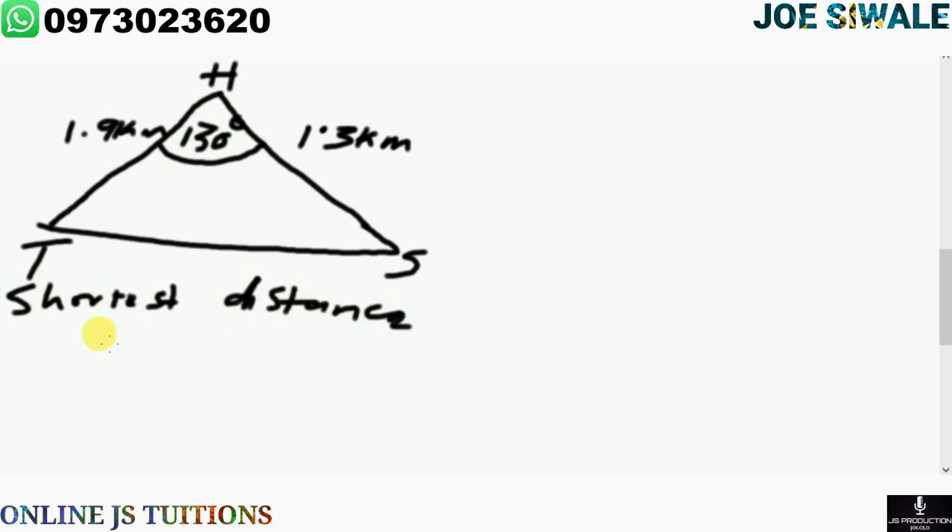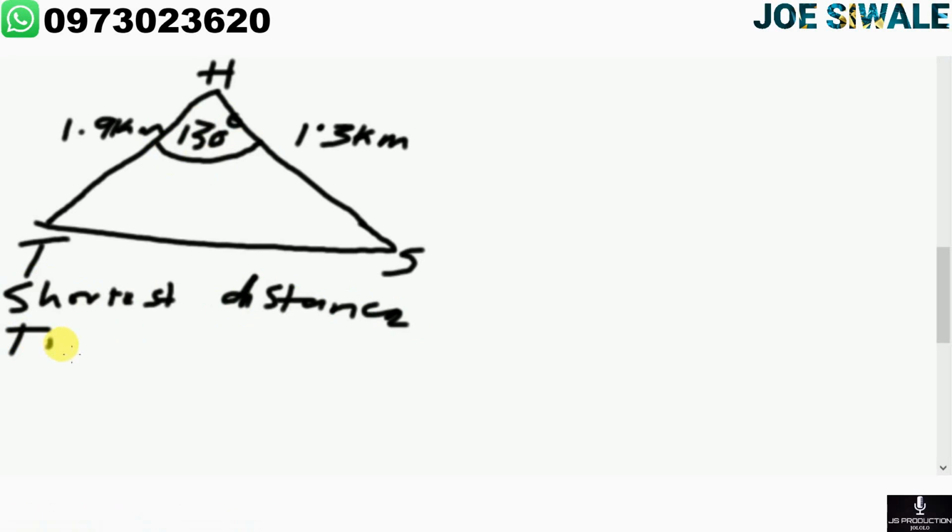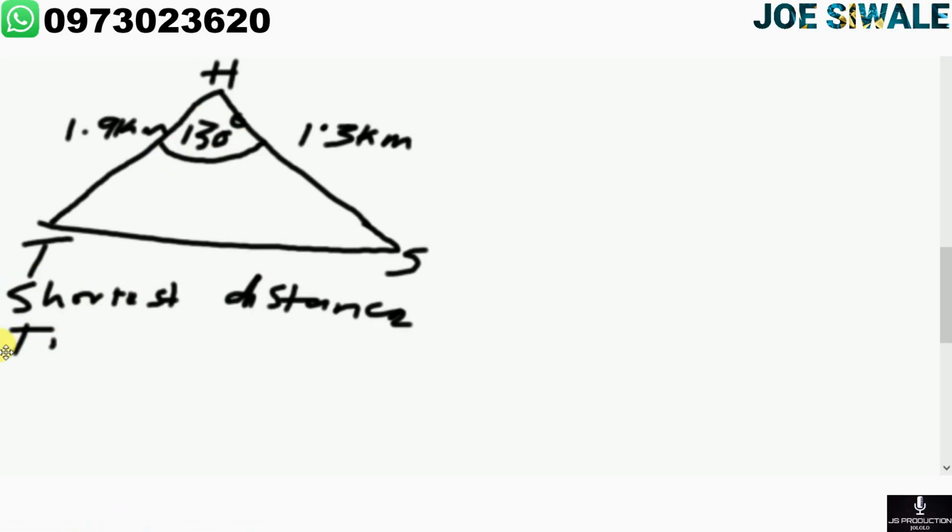If I've been told to calculate the shortest distance from H to TS, so the distance from this point to this point, the first thing that I'm supposed to do is to calculate length TS, and I'm also supposed to calculate the area of this non-right angled triangle. Before we calculate the length, let us identify the parts of this triangle. So I know that this is small letter h, this is small letter t, this is small letter s.